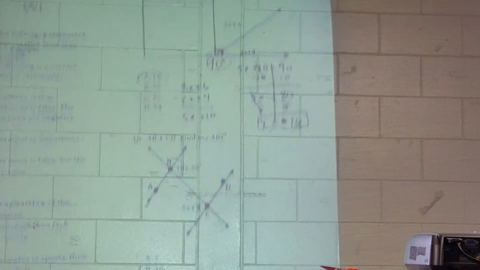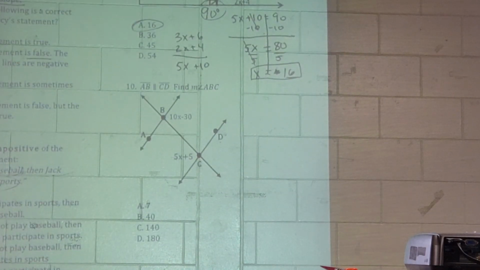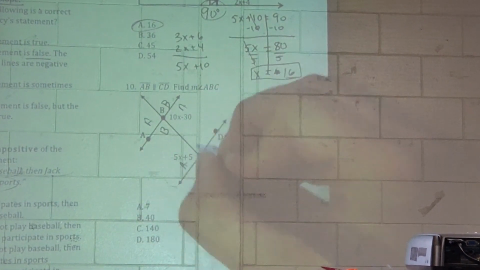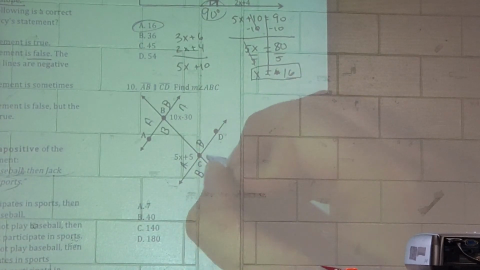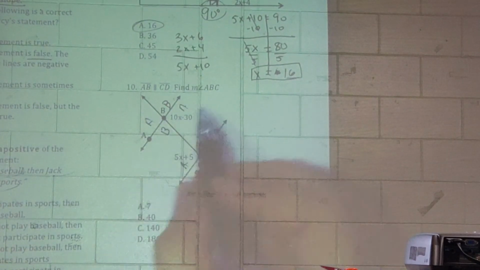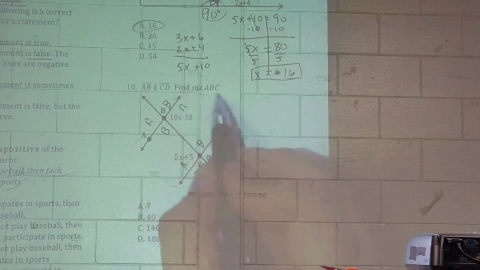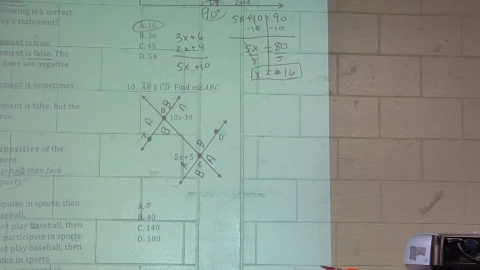Number 10 comes back to those parallel lines with the transversal, so you might want to use your ABBA trick again. So starting up top, A, B, A, B, B, A, A, B, A, B, B, A. So this question said that they're parallel and they want us to not find x, they want the value of ABC, so we'll come back to that at the end.